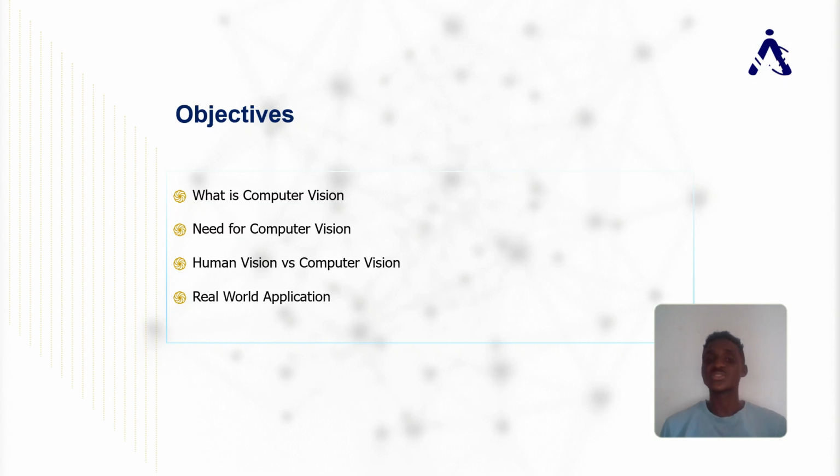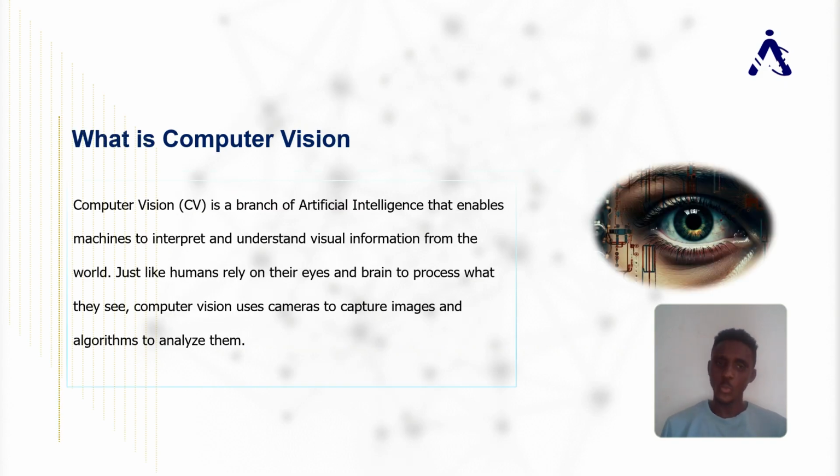In this section, we look at what is computer vision, the need for computer vision, human vision versus computer vision, and finally, the real world application of computer vision. What is computer vision? Computer vision is a branch of artificial intelligence that enables machines to interpret and understand visual information from the world. It allows us to take visual data and make an informed decision on it. Take for instance, you're having a company where you have a CCTV camera that records every activity that is going on on a daily basis.